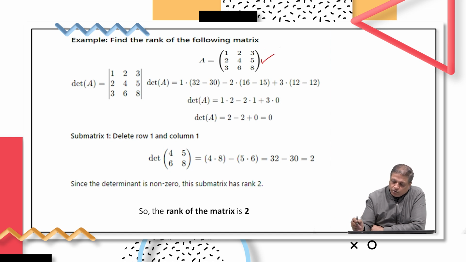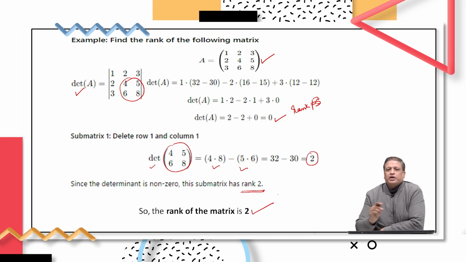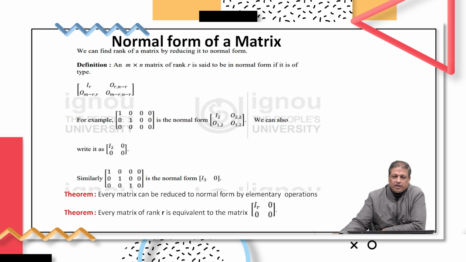The same matrix 1, 2, 3, 2, 4, 5, 3, 6, 8 is given to you. We calculated the determinant of this matrix and it turns out to be 0. That means the rank cannot be equal to 3, because this determinant of order 3 cross 3 turns out to be 0. Now, the sub matrix whose determinant is not 0 is 4, 5, 6, 8. We calculated the determinant value, which turns out to be 2. Hence, the rank of the matrix is 2. So, we need to find the sub-determinant whose value is not equal to 0, and the order of that sub-determinant is the rank of a matrix.